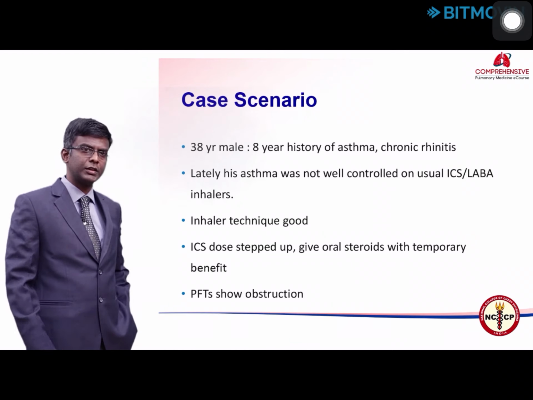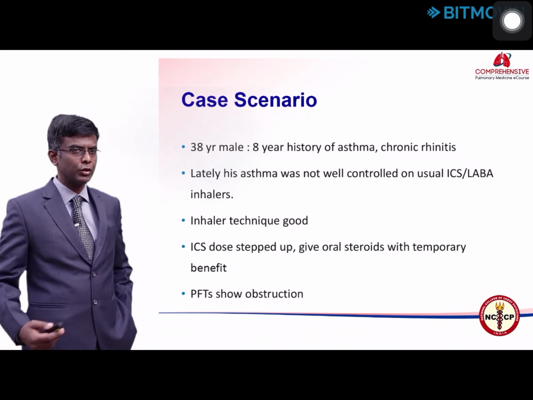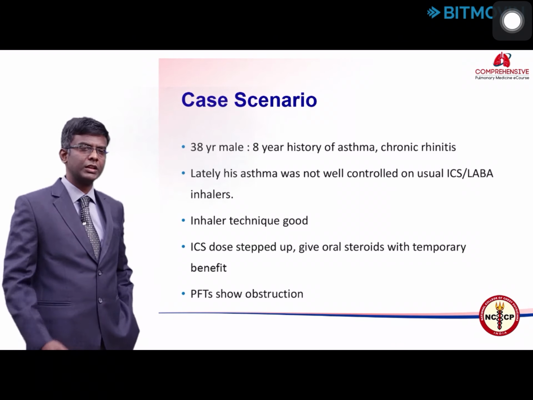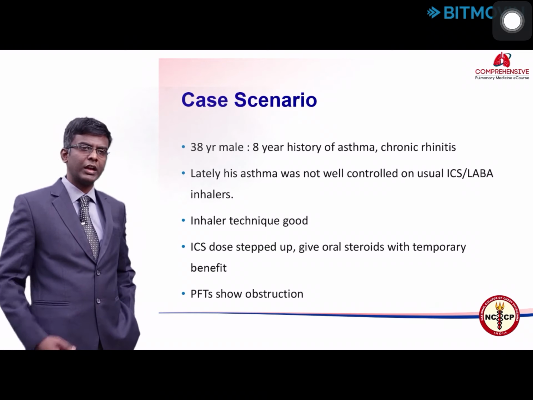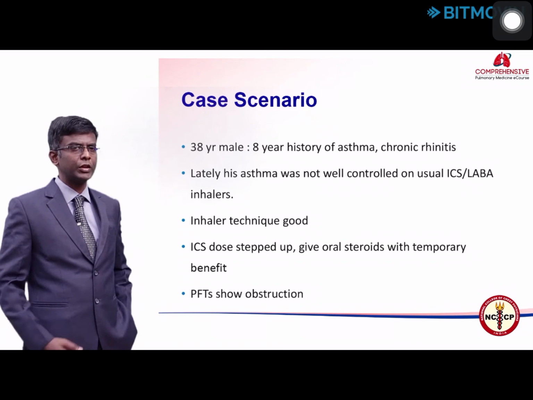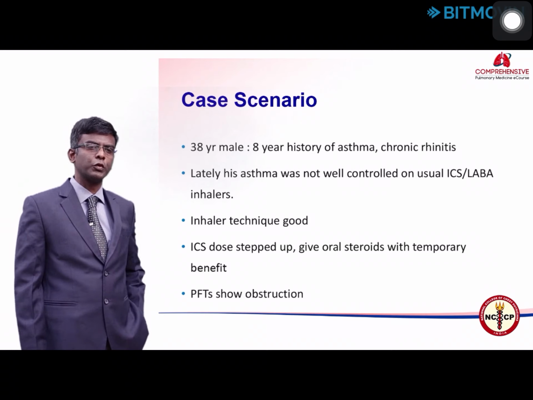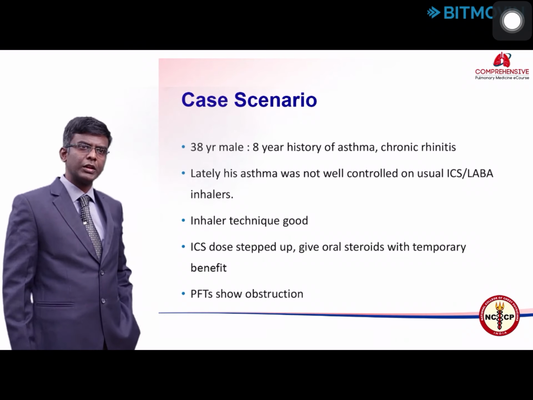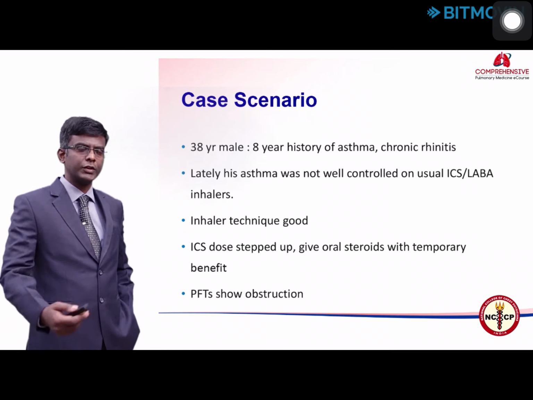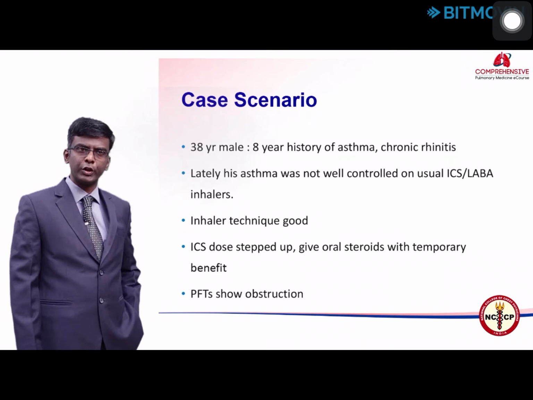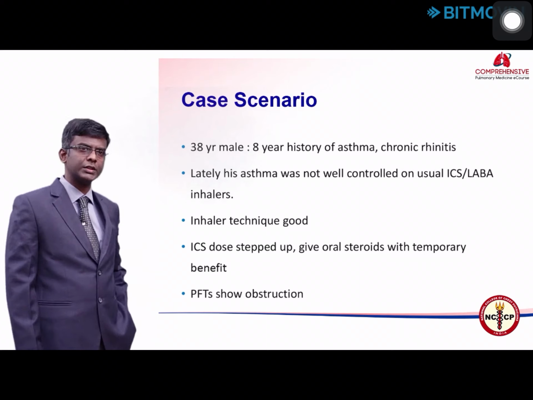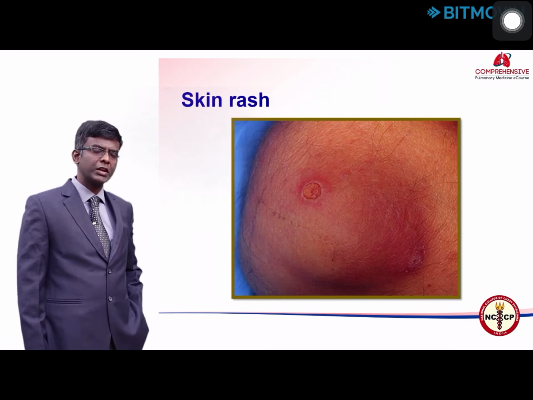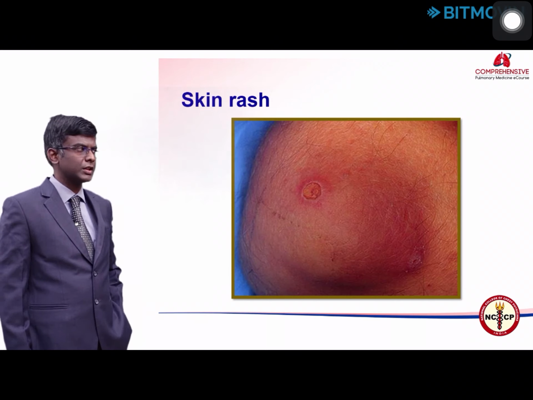His asthma treatment was stepped up. The dose of inhaled corticosteroids was increased, but still his asthma was not under control and he ended up having frequent courses of oral steroids for exacerbations. And these exacerbations recur again after some time. The spirometry was done which showed persistent obstruction. He also developed a skin rash with some ulcerations.